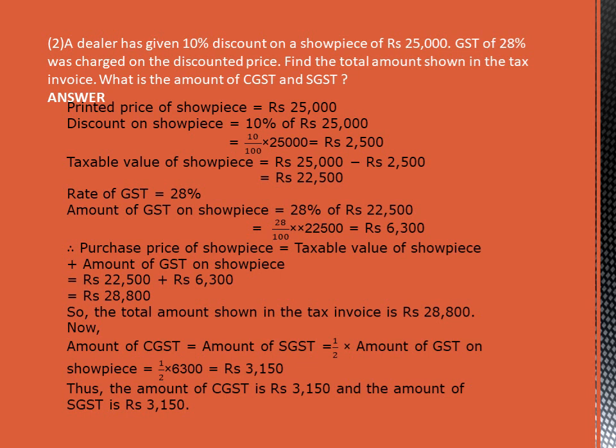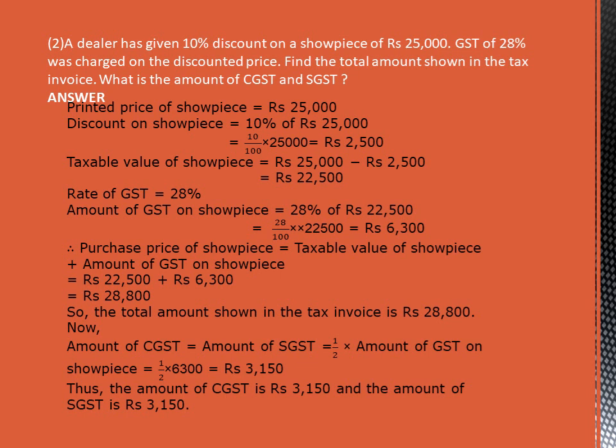The printed price of the showpiece is 25,000. A 10% discount is shown, so first we calculate the discount. 10% of 25,000 means 10 upon 100 into 25,000, that is rupees 2,500. Then what is the taxable value? We subtract this 2,500 from 25,000, then you will get 22,500 as the taxable value.